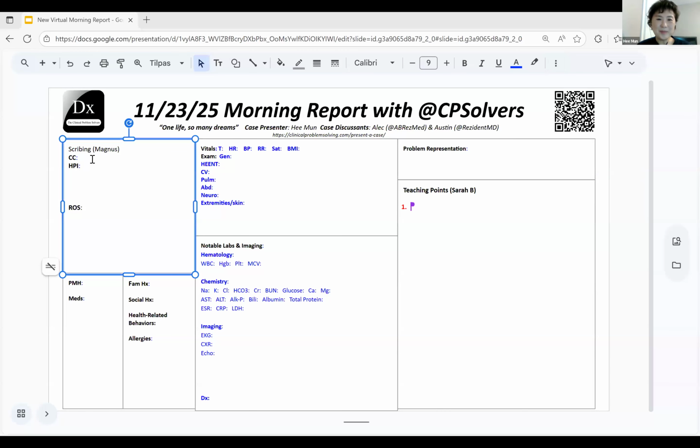So let's start it. All right, so a chief complaint, I will start first. Just a moment. Chief complaint is severe and progressive left upper quadrant pain radiating to the back. I will stop here.